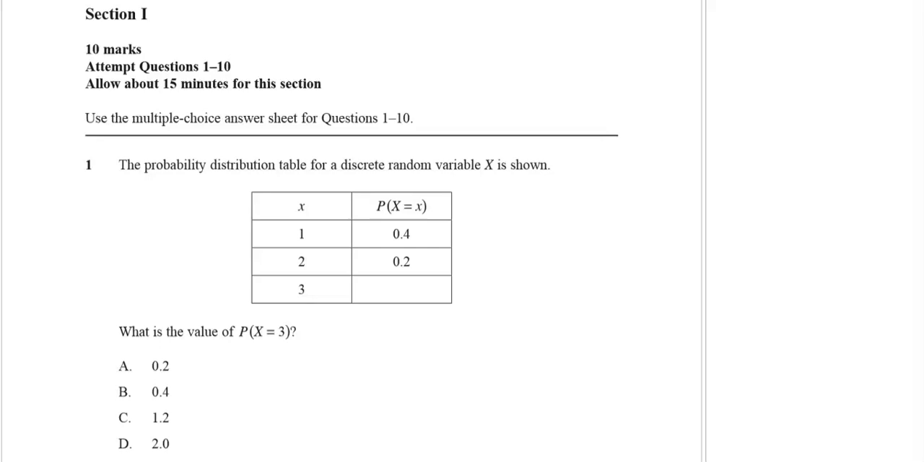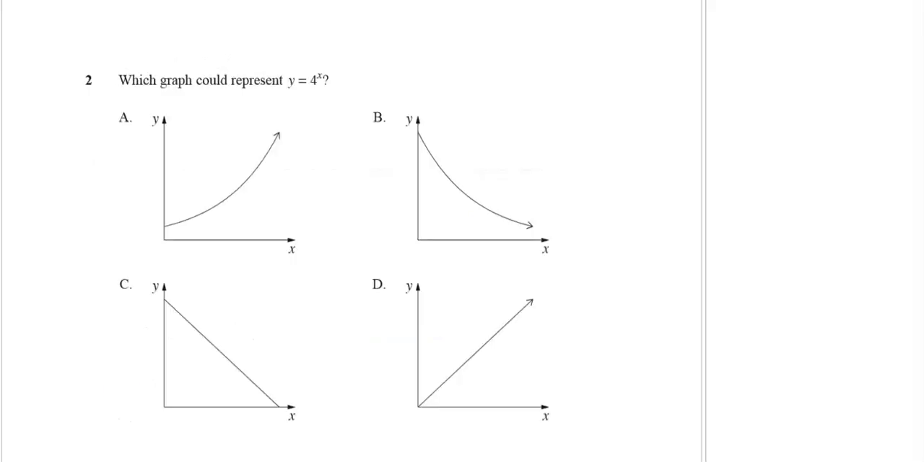Question 1. The probability distribution table for a discrete random variable x is shown. What is the value of the probability when x equals 3? Pause here to try yourself. We know that the sum of all the probabilities has to equal 1. So far, they add to 0.6, so the missing number has to be 0.4. The answer is B.